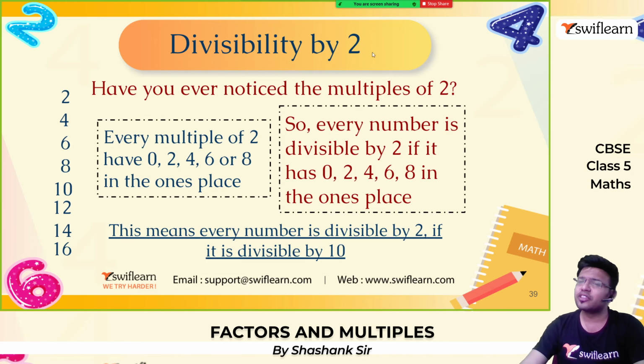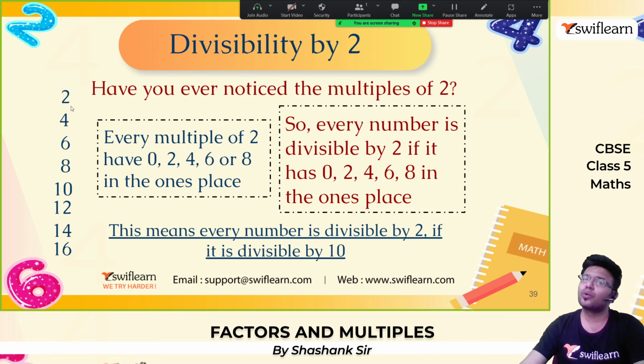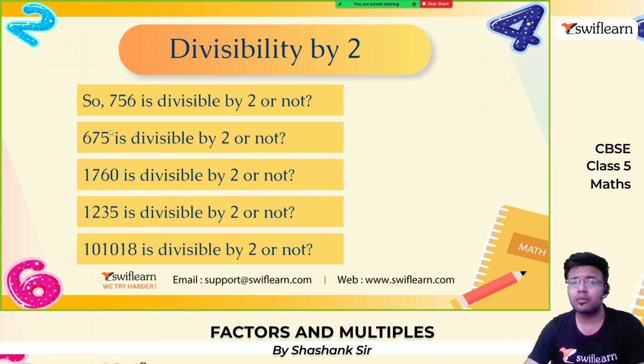Divisibility by 2 is easy. The last digit should be a multiple of 2, it should come in the table of 2. It should end with 0, 2, 4, 6 or 8, then it is divisible by 2. Ending with 6, a multiple of 2, divisible. Not divisible, divisible, not divisible, divisible.